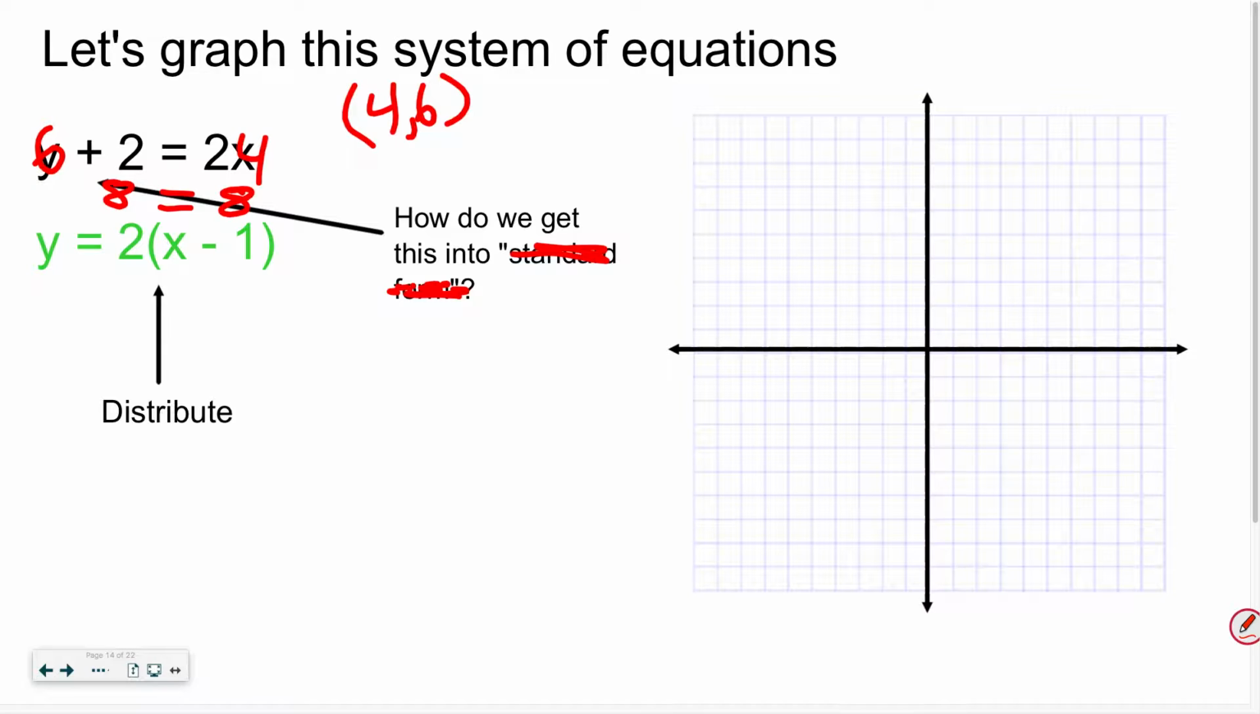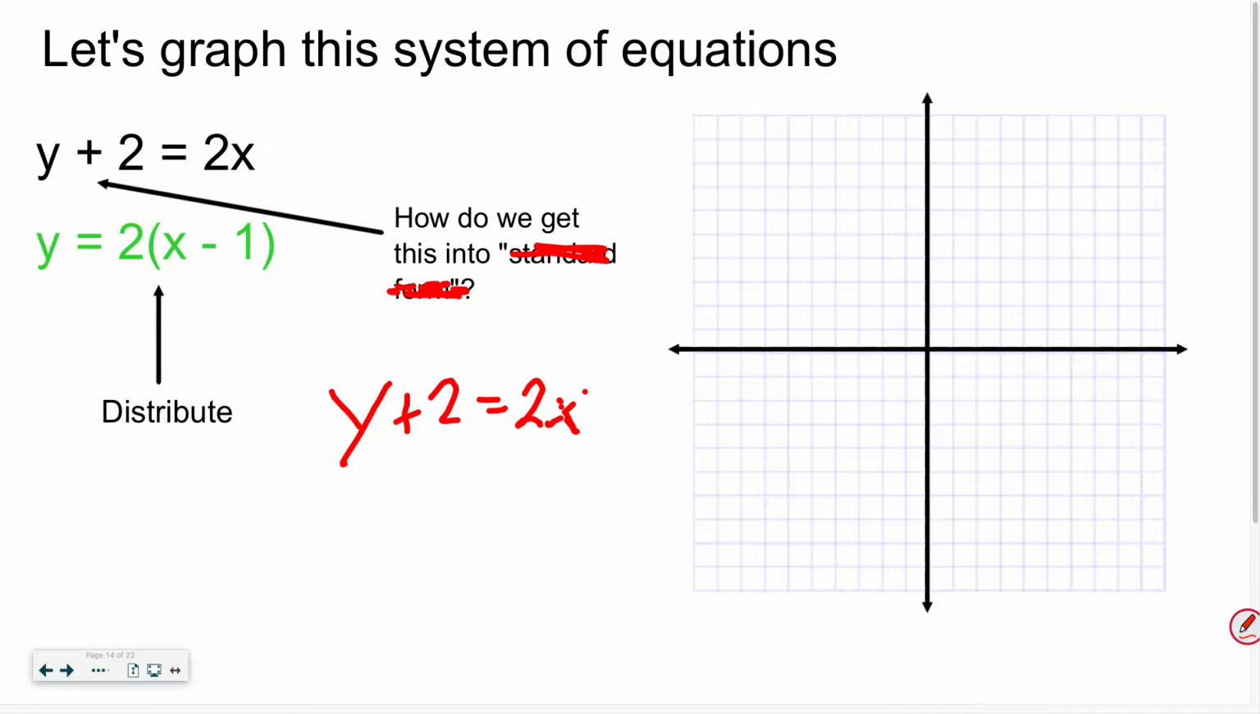What else could you do to that equation to graph it? What is the other way that we've graphed? What did we do our entire functions unit when we graph? What kinds of equations? What do they look like? They look like y equals mx plus b. If you have your slope, you have to include your y-intercept. Okay. So how can we take y plus 2 equals 2x and make it look like that y equals mx plus b form?